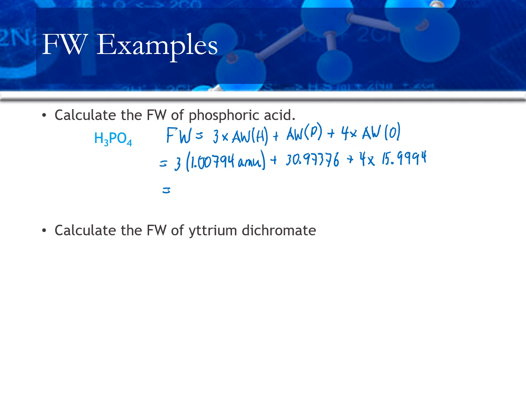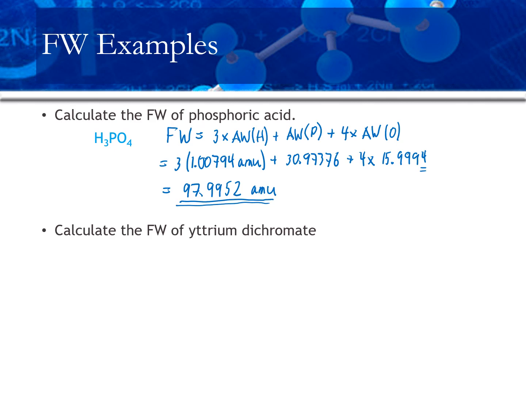When I do that, I'm limited to 4 places after the decimal because of the significant figures in the atomic weight of oxygen. I'm adding numbers together, and I get 97.9952 AMU. So there's our formula weight.